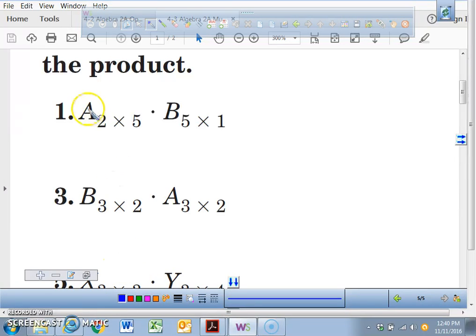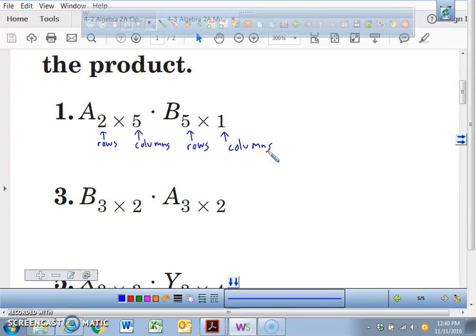Yes, exactly. So we have a matrix A. It is 2 rows by 5 columns. So we've got a lot of columns there. But what does this 5 represent? That represents the rows. No, that's columns.